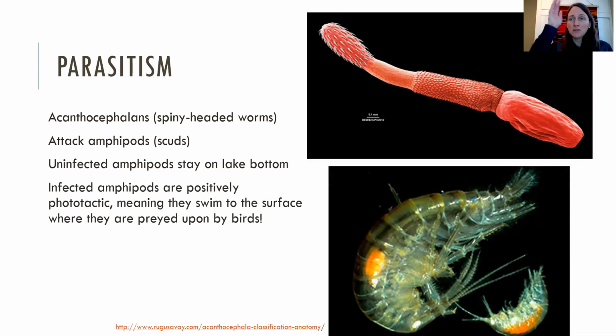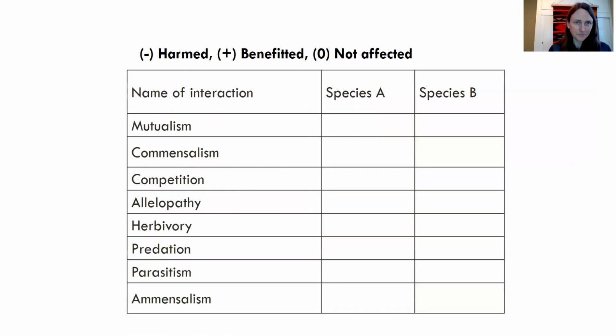But infected amphipods, you can see the kind of pinkish worm inside the body, are positively phototactic, meaning they swim up to the surface of the water and start thrashing around, and they're attracting bird predators. And so then the birds are the next host for the worm. So the worm is trying to get into a bird by creating a zombie scud.